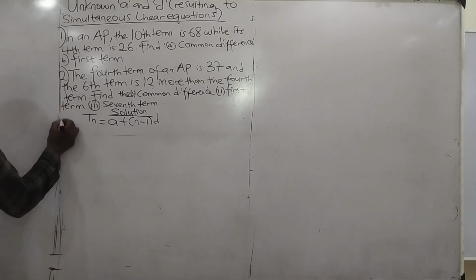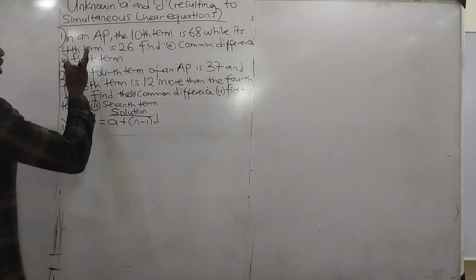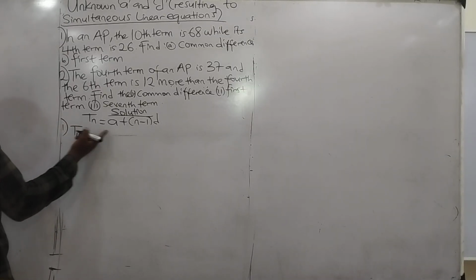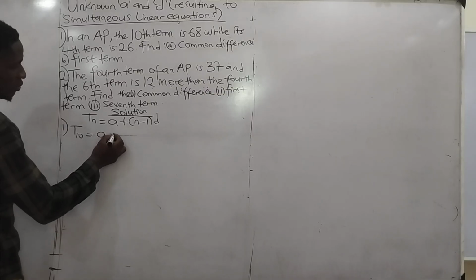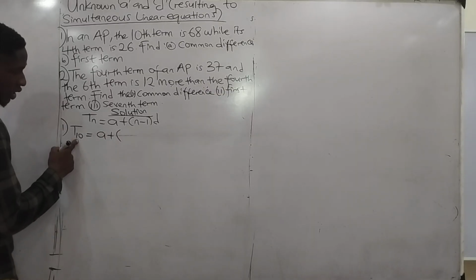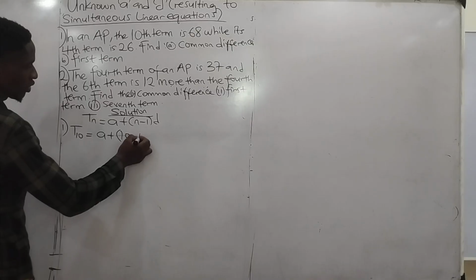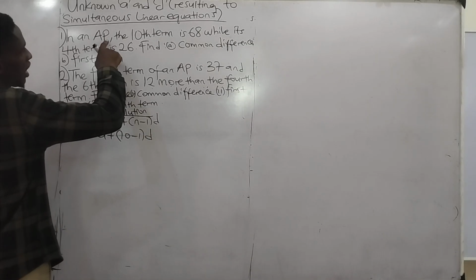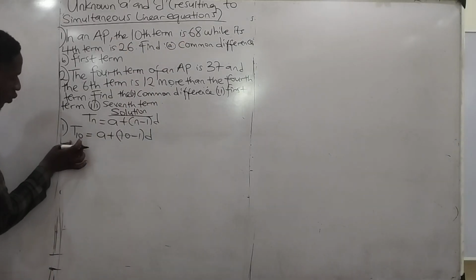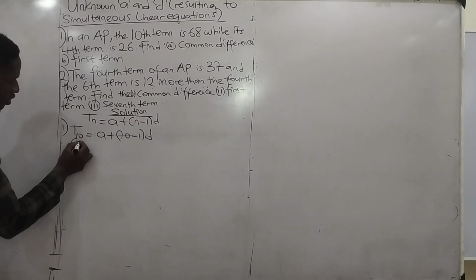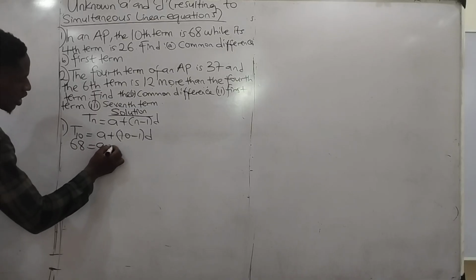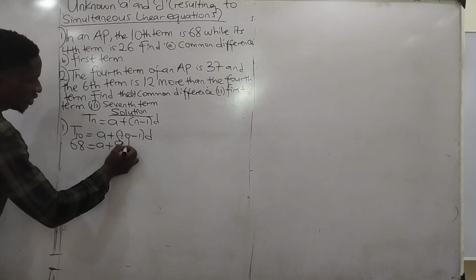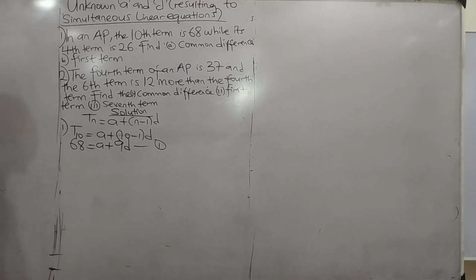So let's go to question number one. In an AP, the 10th term, T10, is a plus bracket n minus 1 d, where n is 10, that is 10 minus 1 d. Was the 10th term given to us? Yes. In an AP, the 10th term is 68. So we replace it: 68 is equal to a plus 10 minus 1 is 9, 9 times d is 9d. Let's call this equation 1.